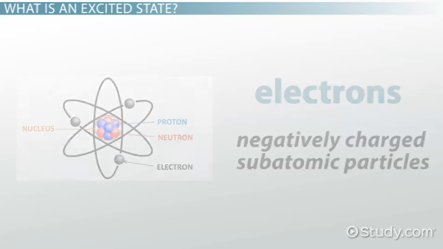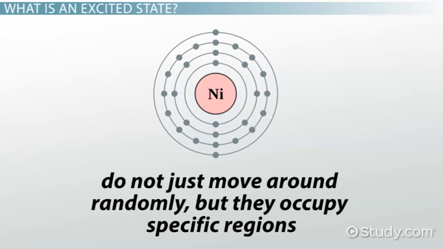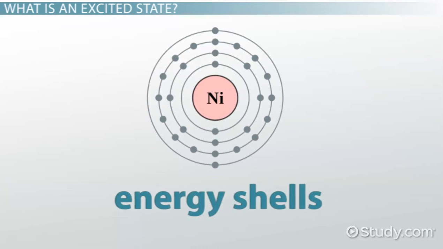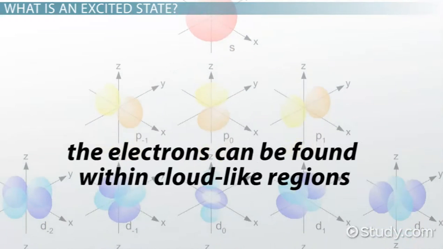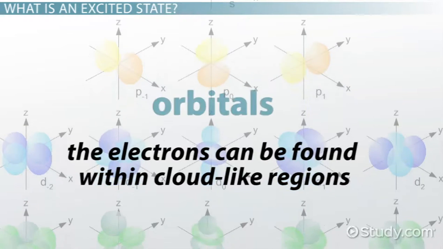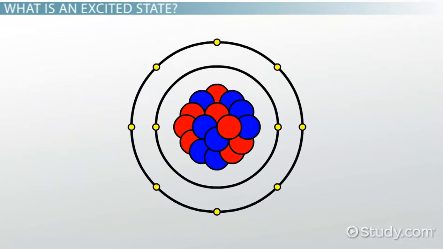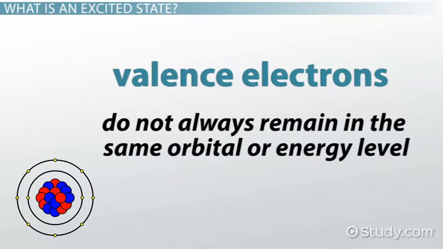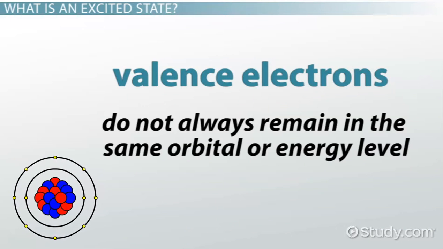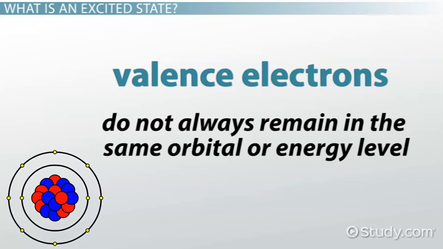electrons. The electrons do not just move around randomly, but they occupy specific regions known as energy shells. Within the energy shells, the electrons can be found within cloud-like regions called orbitals. The electrons that are found in the outermost occupied orbitals of an atom, known as valence electrons, do not always remain in the same orbital or energy level, as they are able to absorb energy from heat or light.